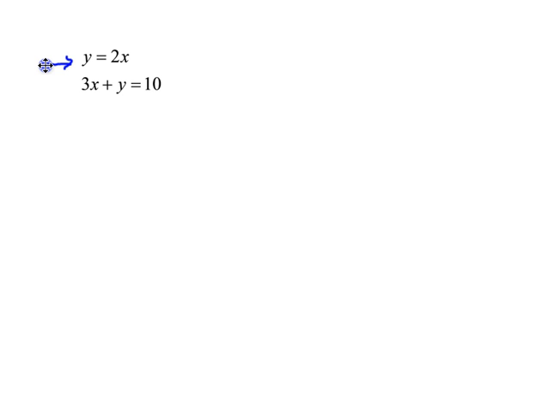y is equal to 2x. So substitution means we're going to substitute 2x in for y in our second equation. We know that y is equal to 2x. So in place of y in the second equation, we're going to put a 2x. So we have 3x plus 2x equals 10.